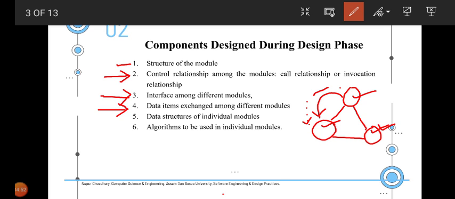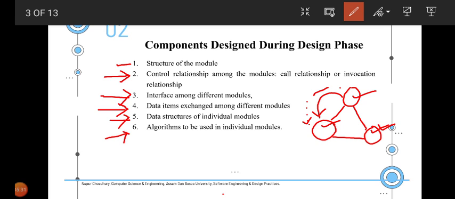The fifth point is the different data structures of the individual modules, because if data is involved, there has to be a proper data structure by which we can handle that particular data. And then we have algorithms. Algorithms refer to the step-by-step procedure of implementing the particular functionality which resides in a module. So with all these aspects, we have to make sure that whatever we design in the design phase is documented well in a design document, both from the broad perspective as well as from the detailed perspective.